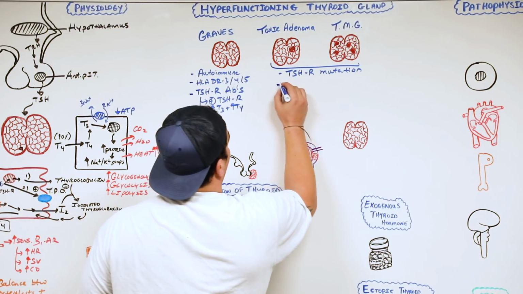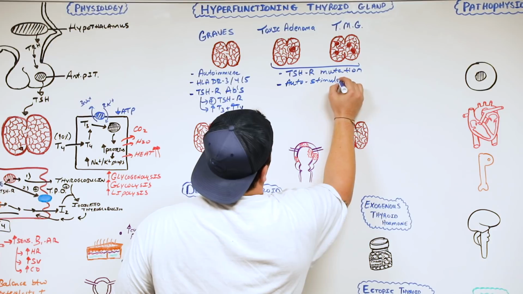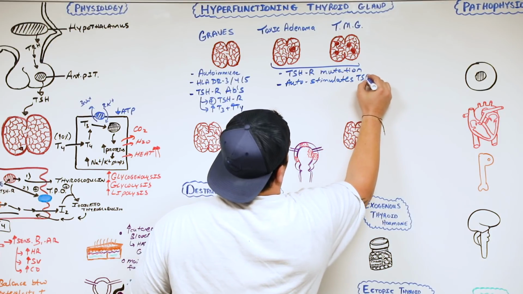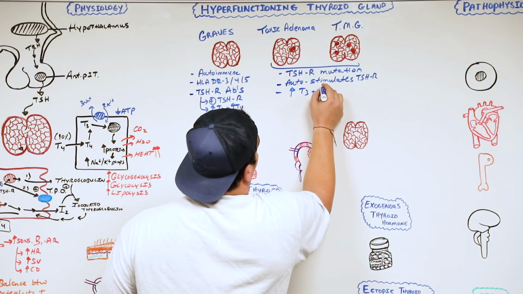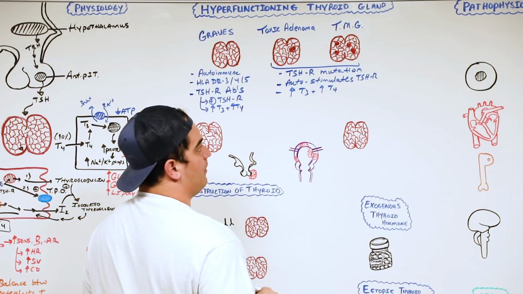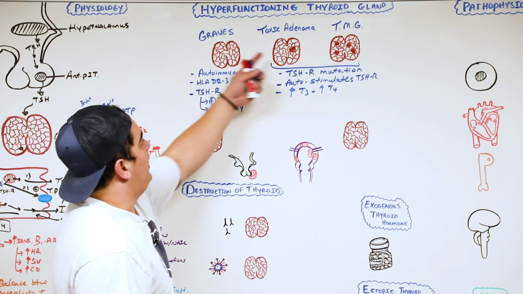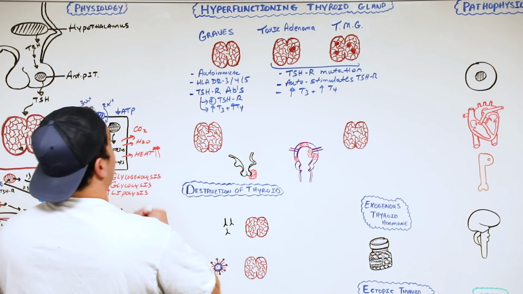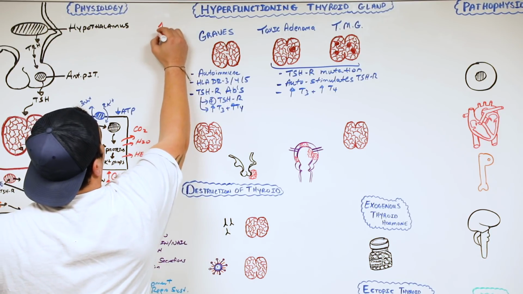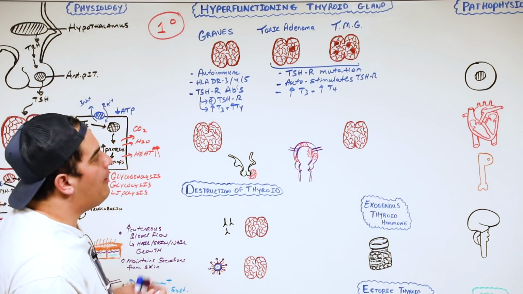So what does it do again? It auto-stimulates the TSH receptor because of that mutation, which results in increased T3 and increased T4 production. That is beautiful and that makes perfect sense, right? So these causes here are most likely the reason for a primary hyperthyroidism. So now we understand the primary hyperthyroidisms.